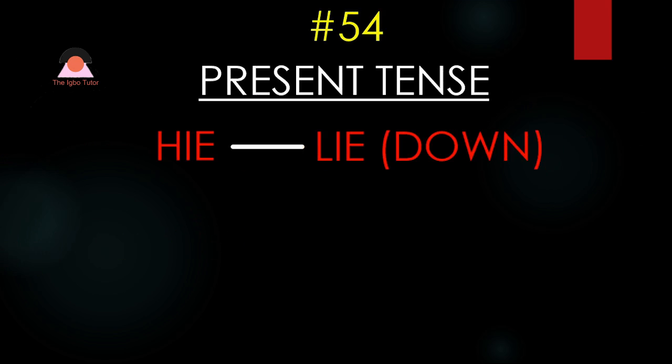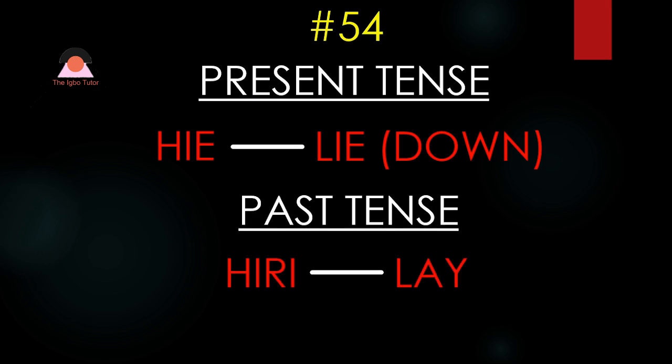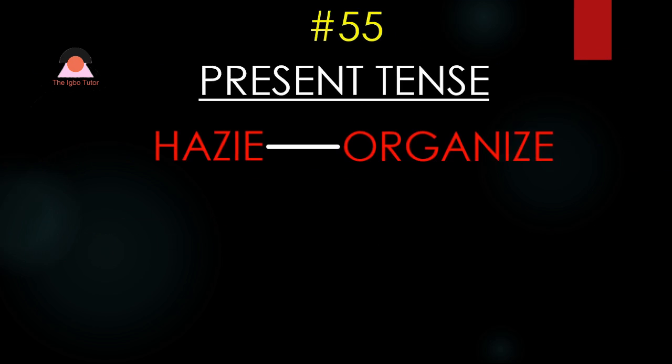Let's go. 54. The word is here, which means lie, especially lying down. Okay, what is the past tense of here? It is hiri. Hiri, lay. Let's move. 55.